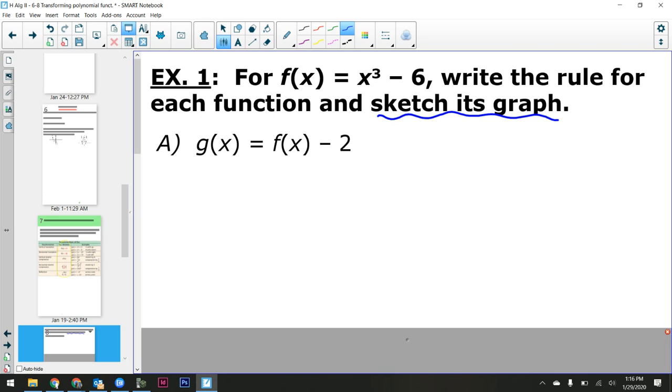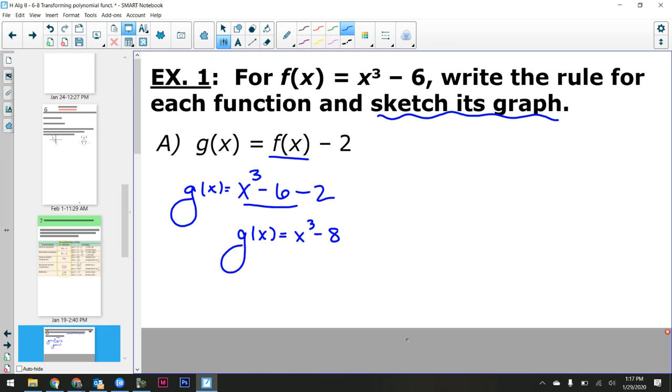So what does that mean? So I simply just take my old function, here's g of x, my old function, and just go, oops, sorry. Here's my old function. There's f of x. Those two things are equivalent, and now I just do minus 2 to it. Yes, just as simple as that. So g of x is equal to x to the third minus 8. Wow, that's nice.